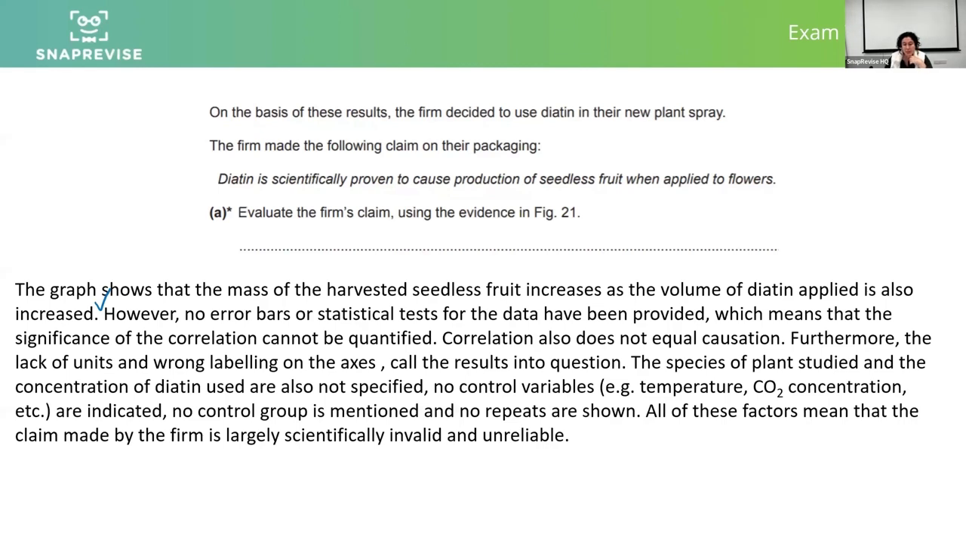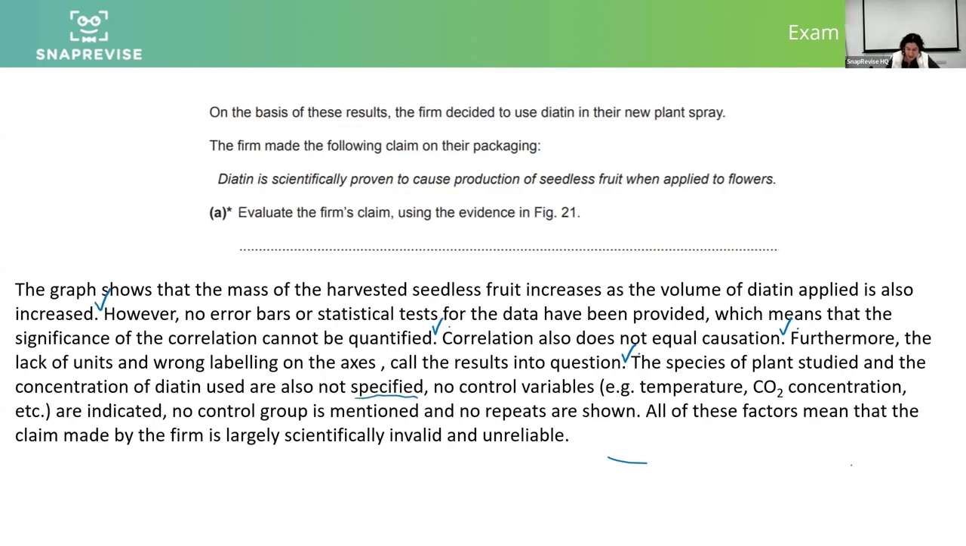However, no error bars or statistical tests for the data have been provided, which means that the significance of the correlation cannot be quantified. This is against. And this is always a really classic mark whenever you're evaluating a scientific study and the claims made for it. Correlation doesn't equal causation. That's another mark. Furthermore, the lack of units and wrong labeling on the axes call the results into question. So we're questioning the validity of the results. That's an argument against. The species of plants studied and the concentration of dietin used are also not specified.